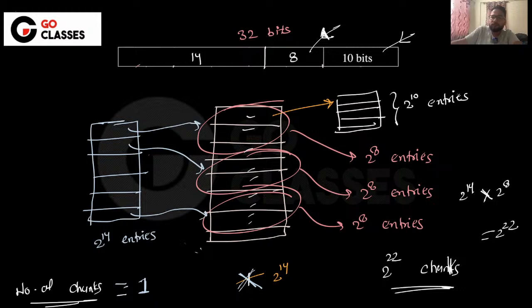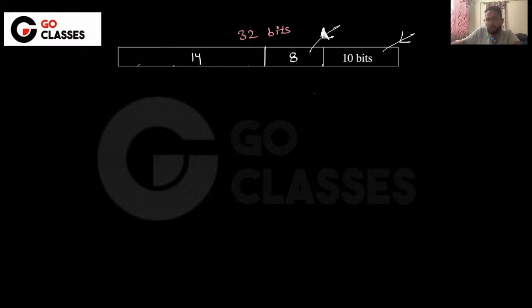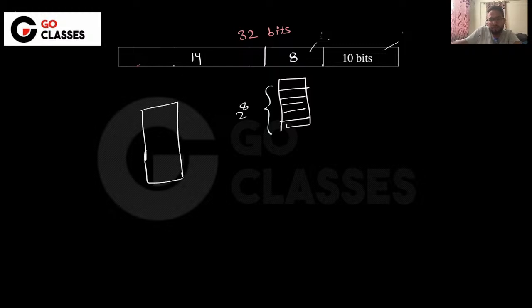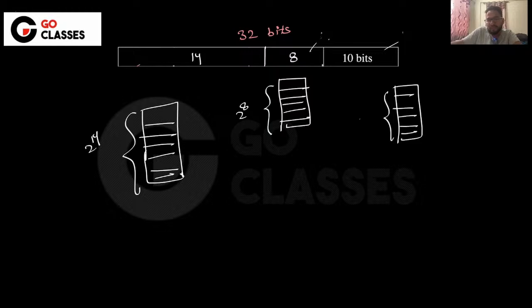Now let's see what this picture currently means. At this level there are 2 power 8 entries in one chunk. At this level there are 2 power 14 entries in one chunk. At this level I am saying there are 2 power 10 entries in one chunk. So this is just entries, right? Now if someone asks me how many such chunks are there, this is just one, right? Each entry is pointing to one chunk.